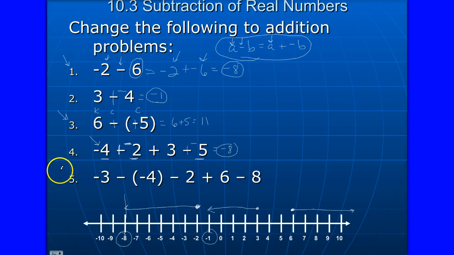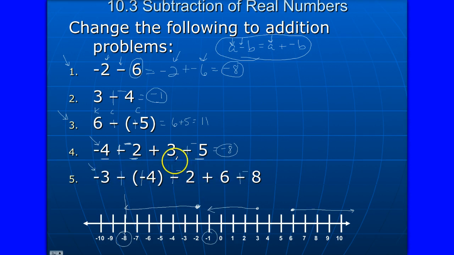How about this last one, number 5 on this page? -3 minus -4 minus 2 plus 6 minus 8. Okay, -3 does not change. It's the first thing. But we're taking away -4, which is the same thing as adding +4. Minus +2 is the same thing as adding -2. Keep addition, addition. Don't change that addition sign, but I would like you to change that to plus negative.